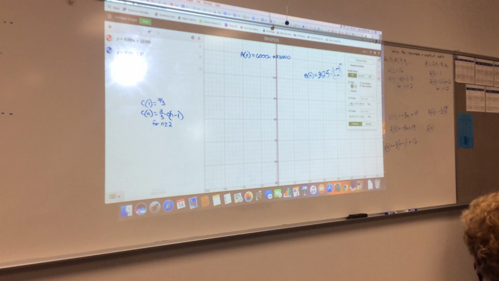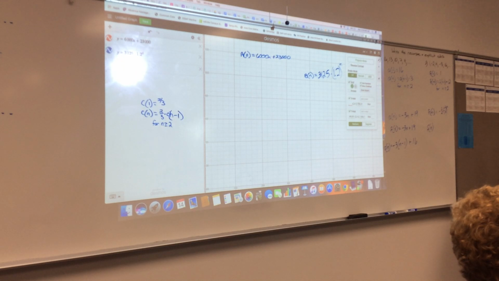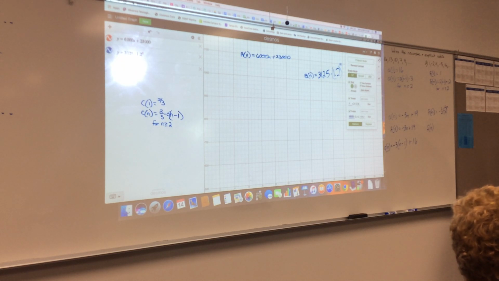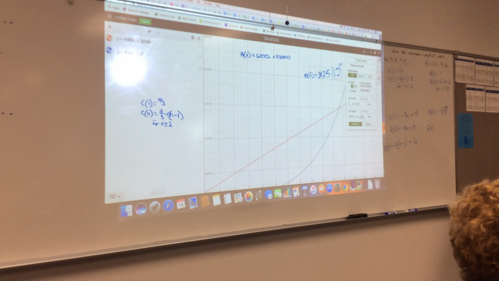Change my window here. The x-axis represents years since 1990, right? I really then only probably need to see the next 30 years, so from 0 to 30 would be fine. On the y-axis, population A is already starting at 23,000, so I probably don't need to see below 23,000. But then who knows how far up I need to see? Let's go 250,000.